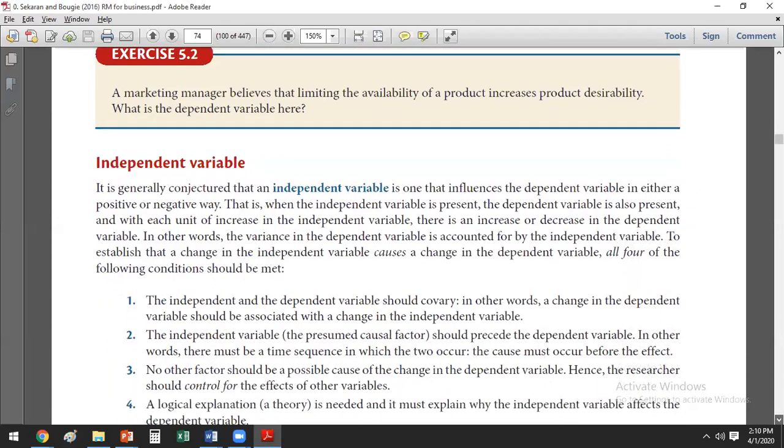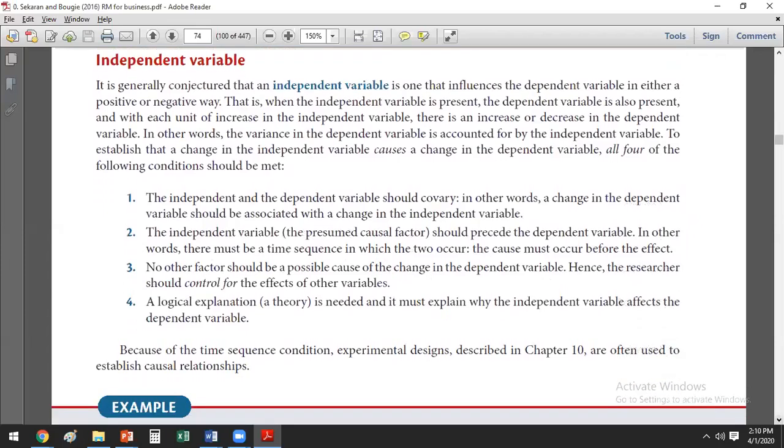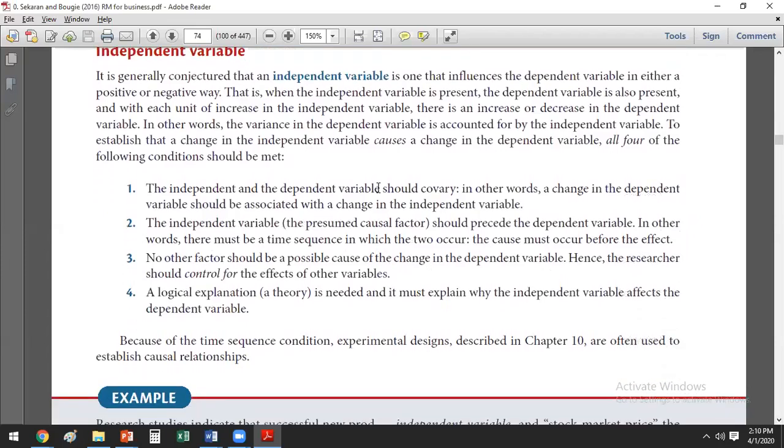This is the next. There are 3 points which I would like to share with you. Following conditions should be met. ठीक है? To establish that a change in the independent variable causes a change in the dependent variable. ये चीज establish करने के लिए कि आपस में इनका interaction से वाकई change आ रहा है. There are 4 conditions that has to be met. Following 4 conditions. That independent dependent variables should co-vary. ठीक है, ये आपस में चेंज होना चाहिए, इनका आपस में वेरिएशन होनी चाहिए, co-vary होना चाहिए. क्या मतलब? when independent is changing, dependent must be changing.